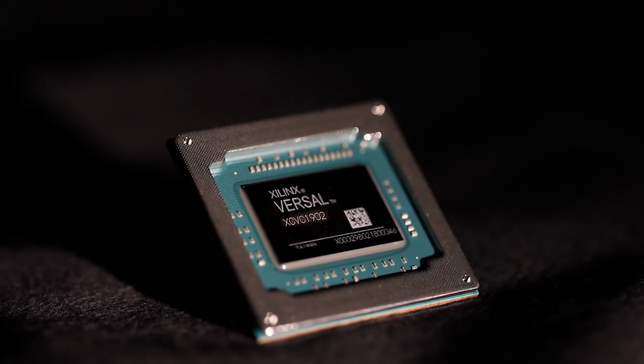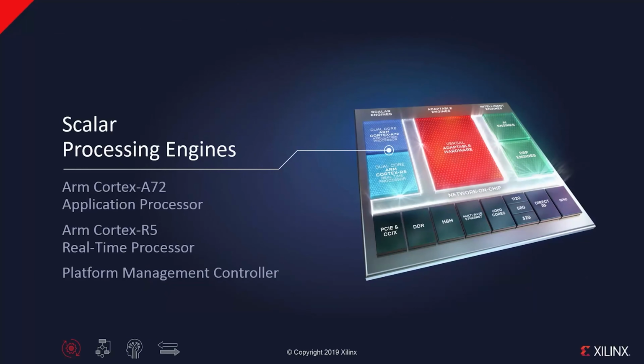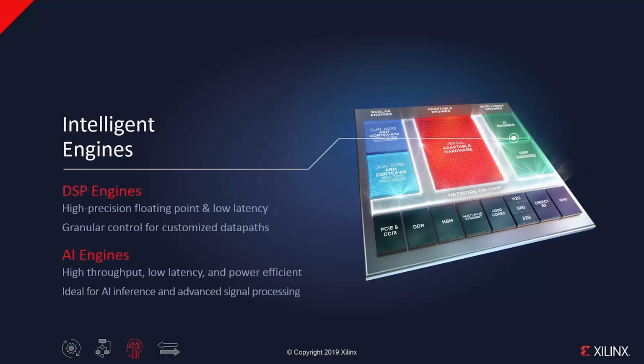Versal ACAP is the industry's first adaptive compute acceleration platform. It has multiple engines to support the ever-increasing computational needs of various applications. It has a dual Cortex-A72 ARM processor subsystem and a dual Cortex-R5 real-time processor engine. It also has intelligent engines for machine learning computational needs as well as signal processing computational needs. Apart from that, it also has the standard FPGA-based programmable logic for user logic.